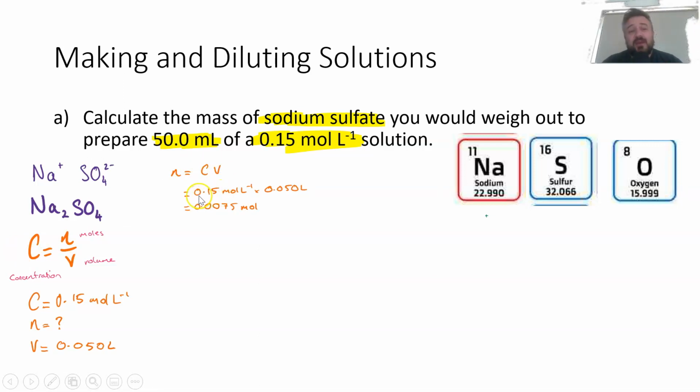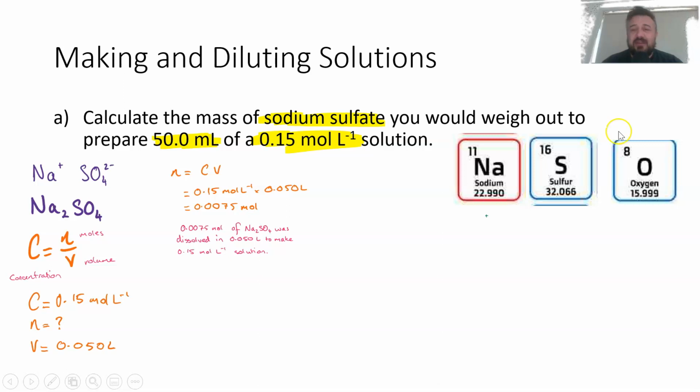So we end up with 0.15 moles per liter times 0.050 liters, which gives us 0.0075 moles. Now, I've not rounded down or up on anything. You don't need to with this one, but you'll see this later on. So I want you to make sure that you don't round up or down until the very end. So then we go here. Our little statement to start off with is that 0.0075 moles of sodium sulfate was dissolved into 0.050 liters to make a 0.15 mole per liter solution.